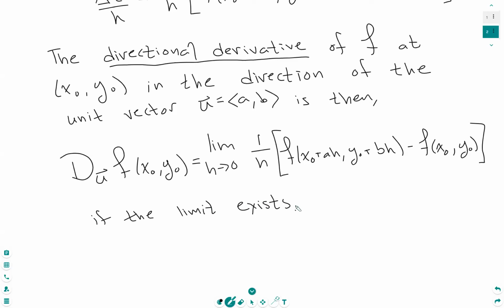Remember before, one of the notations for the partial derivatives was a capital D and then either an x or a y. That just means you're doing a directional derivative in the x direction or the y direction. This simply says I'm doing it in some arbitrary direction, as long as I detail that with a unit vector.